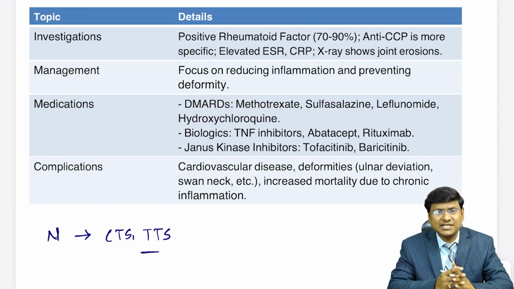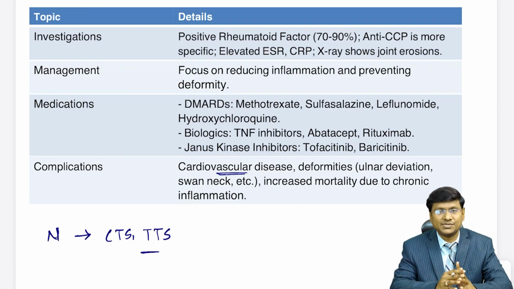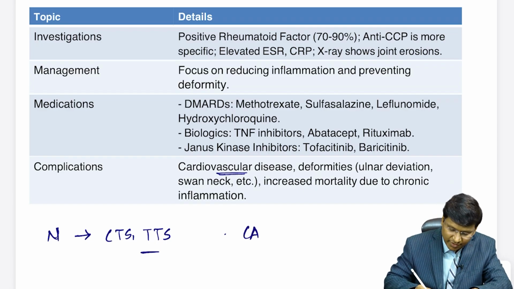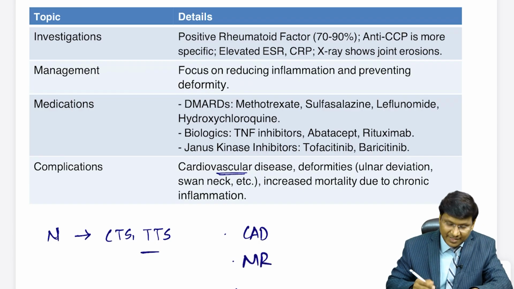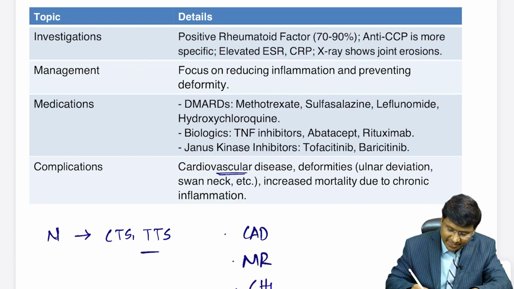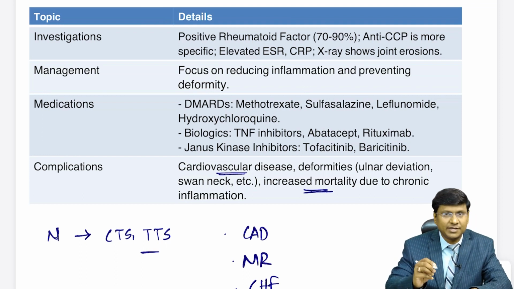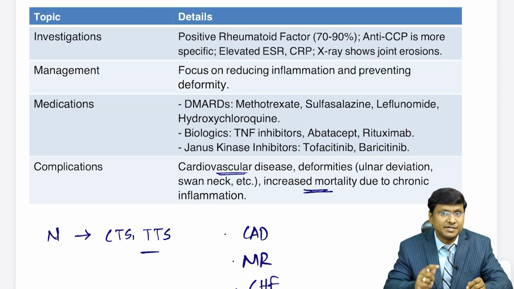The cause of death in these individuals is mainly because of cardiovascular involvement. So what will be the cardiovascular manifestations? The cardiovascular manifestations in rheumatoid arthritis will be in the form of coronary artery disease, mitral regurgitation, and premature atherosclerosis, and that will result in the death of the individual. Death is mainly because of development of congestive heart failure. So increased mortality is due to chronic inflammation that is causing premature atherosclerosis, coronary artery disease, and congestive heart failure.